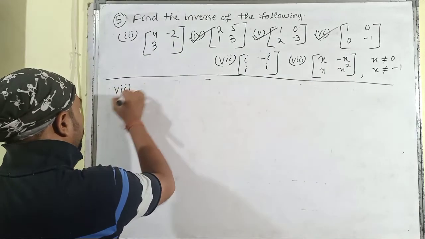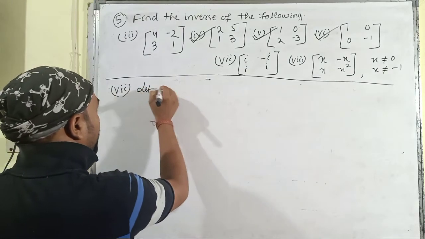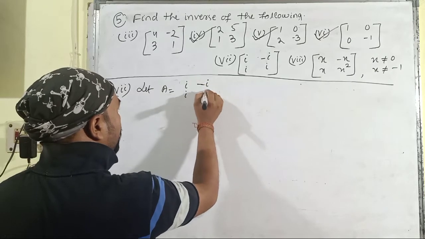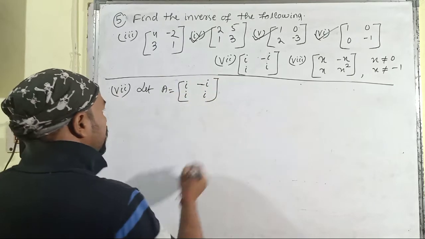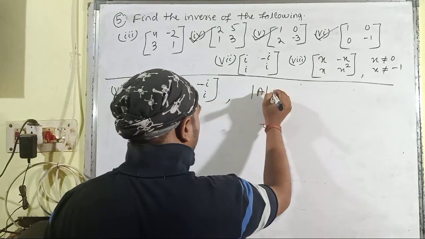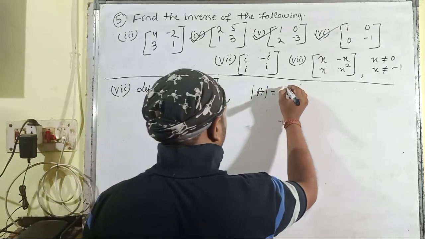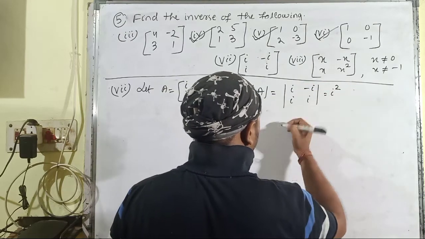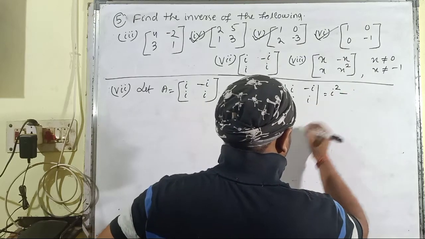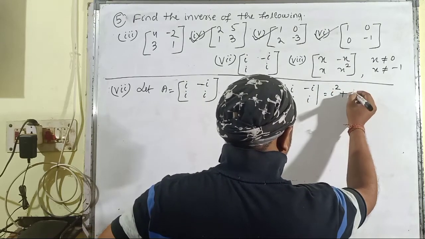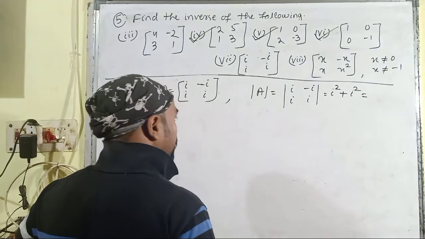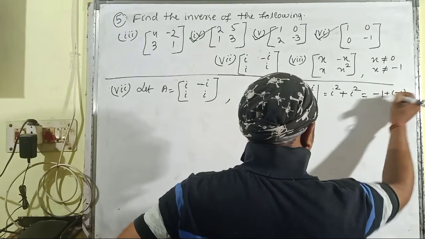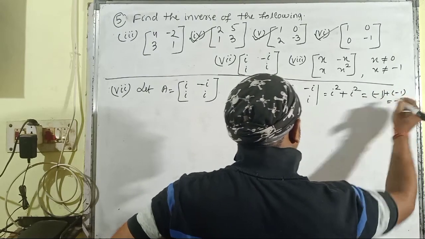So here it is the 7th problem. Let A be equal to [i -i; i i]. Then we have to find the determinant of A, which is equal to the determinant of [i -i; i i]. This is equal to i squared minus, okay, this is equal to plus, so again it is i squared. So this will be equal to minus 1 plus minus 1, so it will be equal to minus 2.